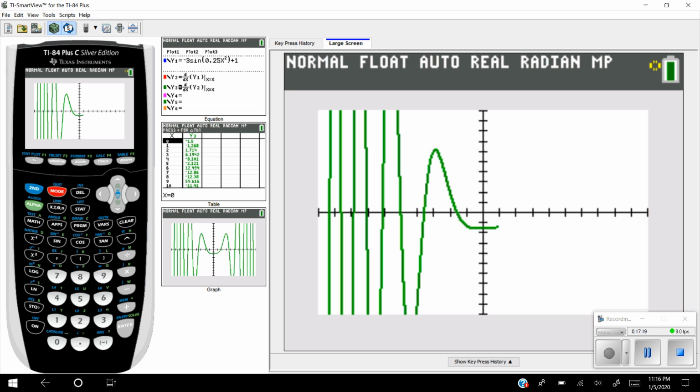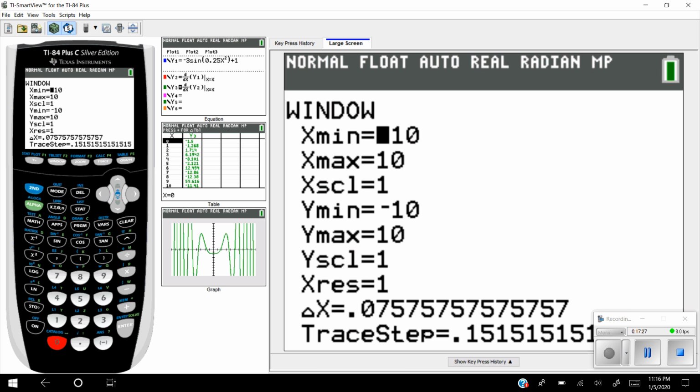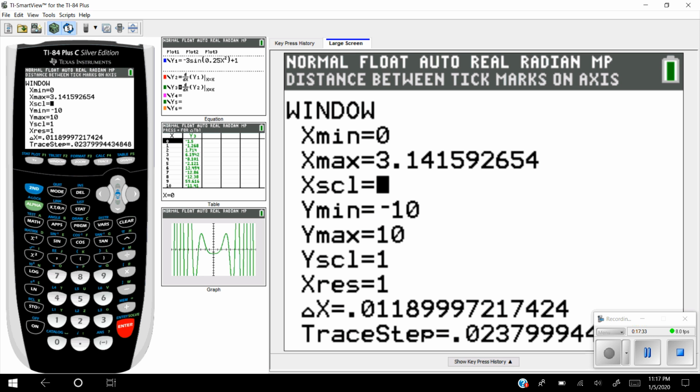Okay, we'll just let this go for a minute. Okay, this is graph now, so I'm going to just push window, 0 to pi. And I'm going to regraph.